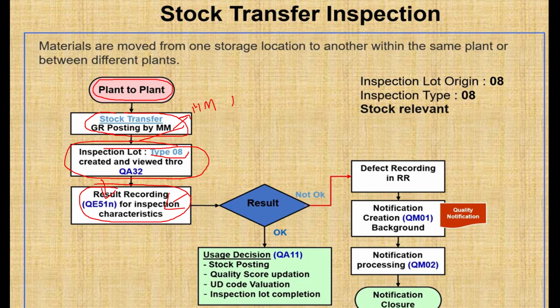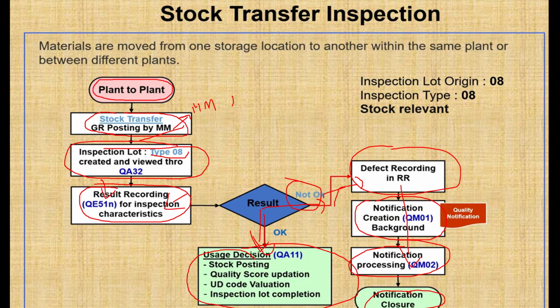Once results are done, we can go for the usage decision. If accepted, the stock is posted. If rejected, we can create the defect record. This is a separate process, where defect recording and notifications come in. I can explain in the coming class how notifications are created and how we can close the notification process. These are standard notification processes available. As of now, I am going to accept only, not reject. If you reject, you can create a defect record. This is a separate process I will explain in the coming class.